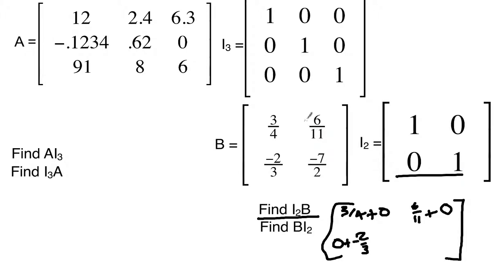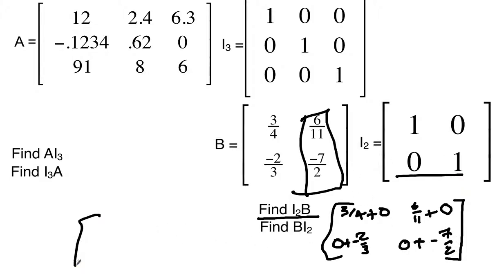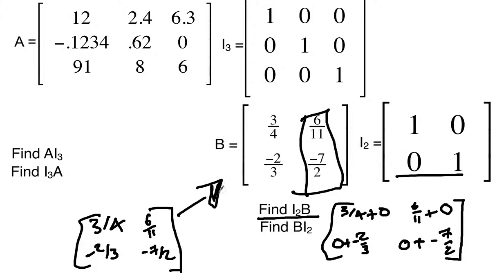We're doing this row times this column now. 0 times 6 over 11 is 0, plus 1 times negative 7 over 2. And what we get is 3/4, 6 over 11, negative 2/3, and negative 7 over 2. So you can see these two matrices are the same. The identity for a 2x2 matrix times B is equal to B. That's what makes it the identity for multiplication. It's called the multiplicative identity.